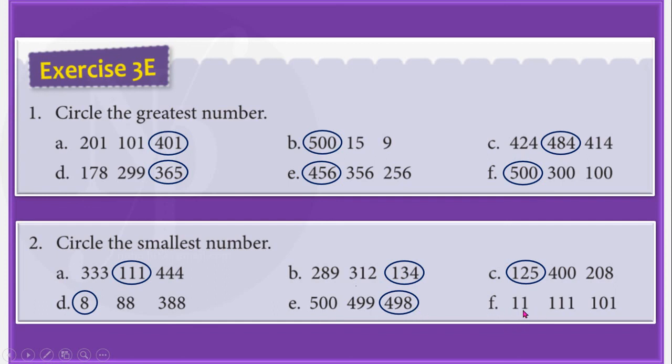Coming to F, we have 11, 111 and 101. So since we need to find smallest number, 11 is 2-digit number, the other two numbers are 3-digit numbers. Therefore, 11 is the smallest among the given three numbers. So like this, you can find the greatest and smallest numbers among the given set of numbers.